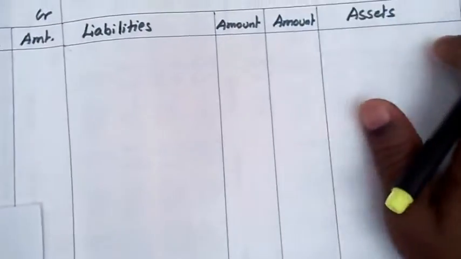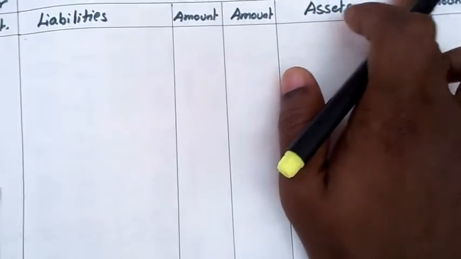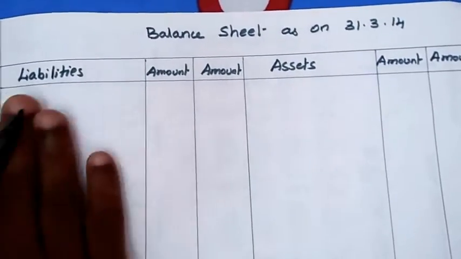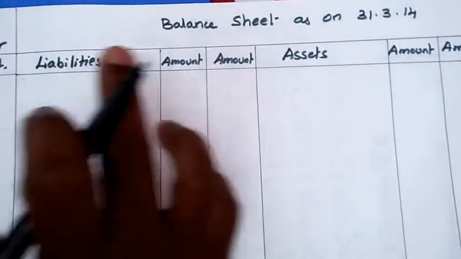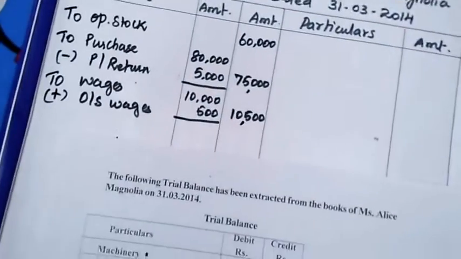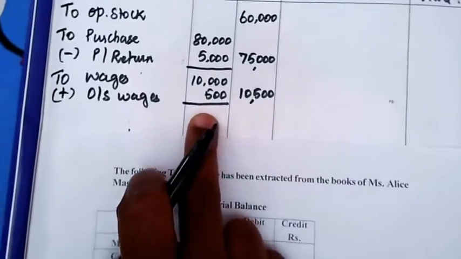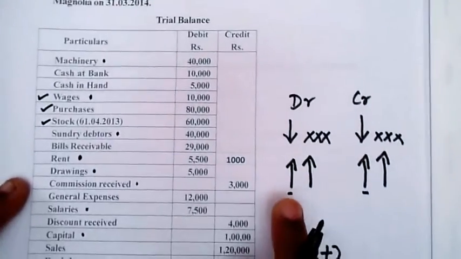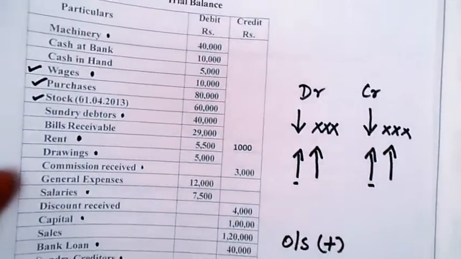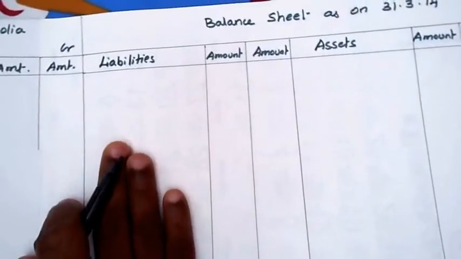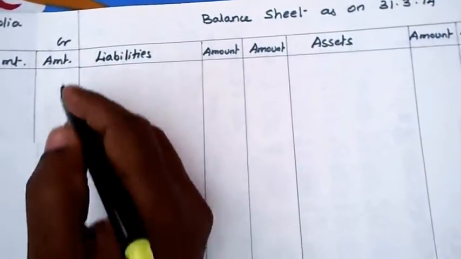Just see the balance sheet. Balance sheet as on 31st March 2014. Liabilities here, assets are here. So liability is always a credit balance, assets always a debit balance. Here you have added the outstanding wages, no? It means it increases the debit. Simultaneously you have to increase credit also. Which one is credit here? Liability is credit, no? Just enter this item under the liability side.